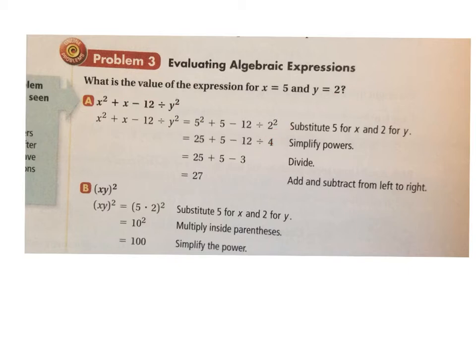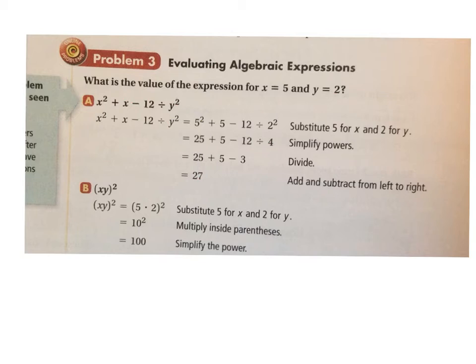I guess that's fair, but then we take a look and we look at multiplication and division from left to right as we come to them. So we don't do 25 plus 5 minus 12, then divide by 4. So we do the 12 divided by 4, technically negative 12, so that's why you get the minus 3 here. Now we're done with multiplication and division, so we add from left to right and get our 27.